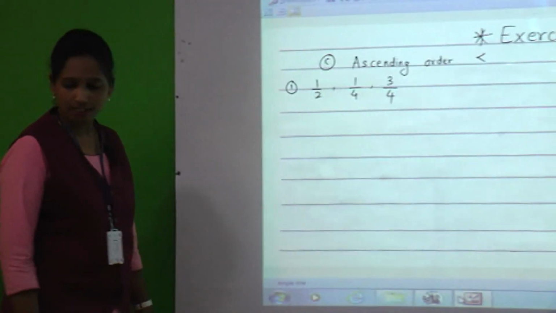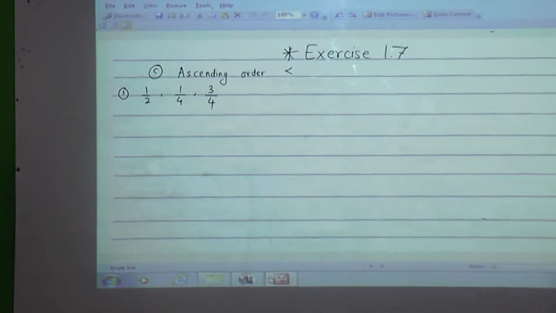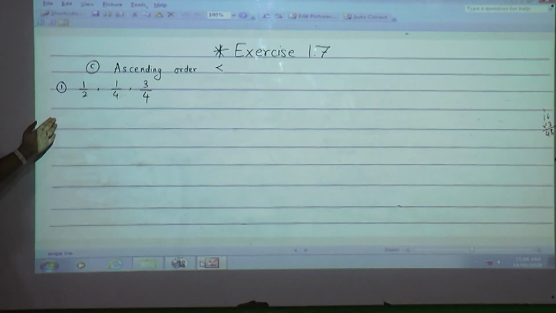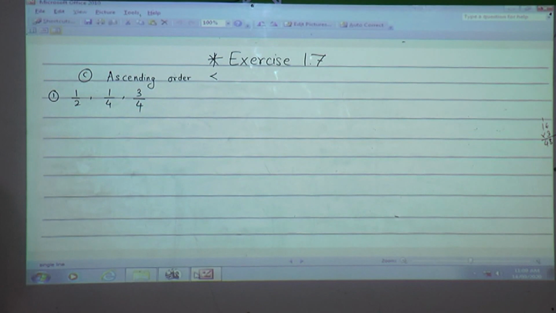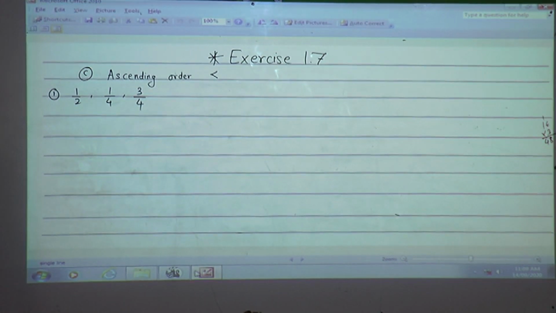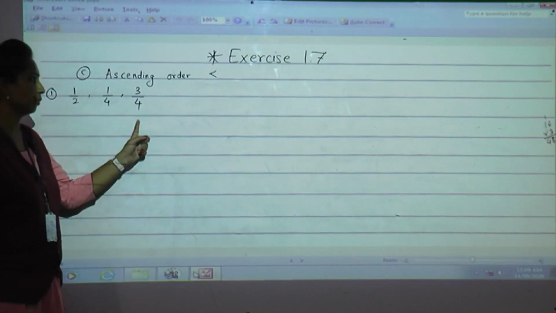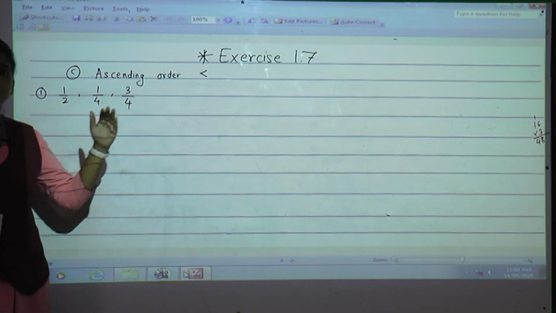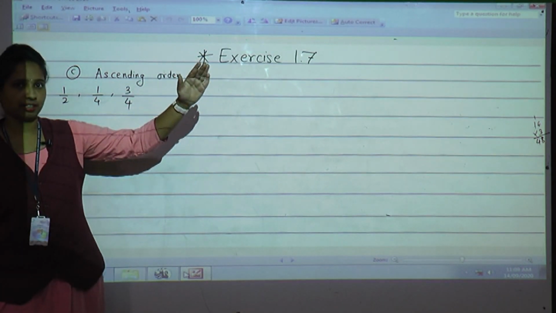So question C is what? Write in ascending order using the symbol. Okay, I will solve the first one. What is the first example? 1 upon 2, 1 upon 4, 3 upon 4. Now see students, ascending means what? Smaller to greater, isn't it?